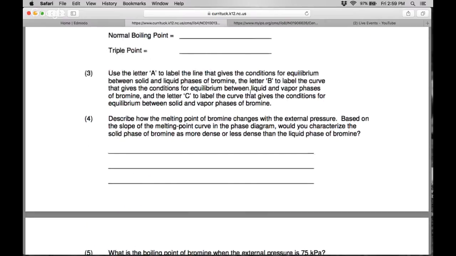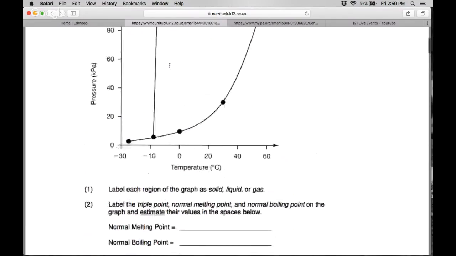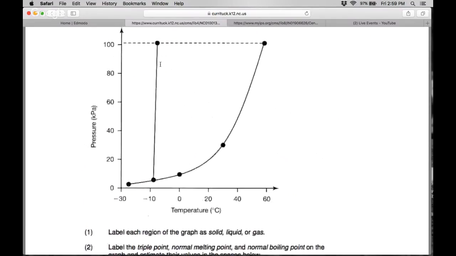So you're going to label the lines, and you can do A, B, C. You're going to label A for the line that goes equilibrium between solids and liquids. So where are you going to get solid and liquid? Which line is it? Is it this line or this line or this little line right here? The first line. That's right. Good. So this is the line between solids and liquids.